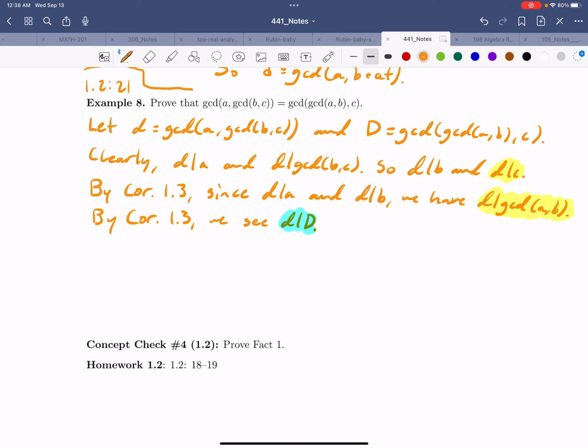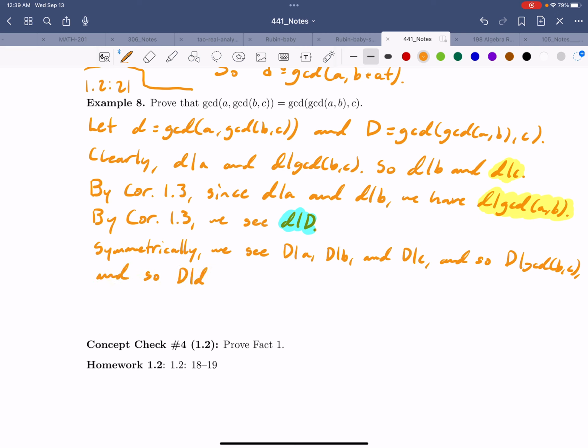So I'll just say here, symmetrically, or by symmetry, we see that big D divides A, big D divides B, and big D divides C, and so big D divides the GCD of B and C, and so big D divides little d, right? Again, by corollary 1.3, twice. Okay?